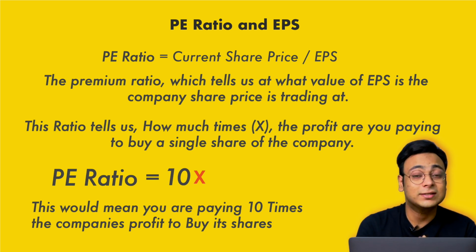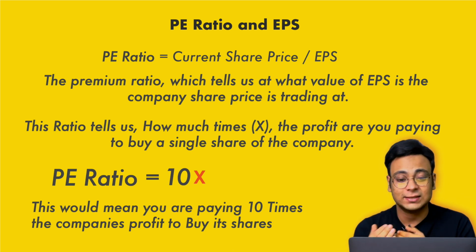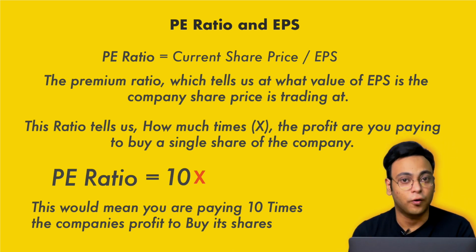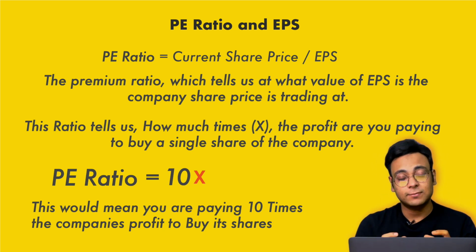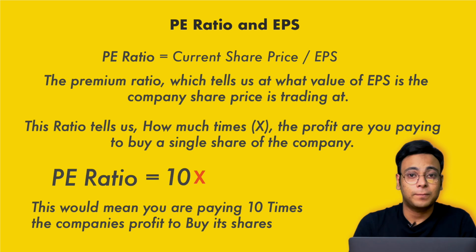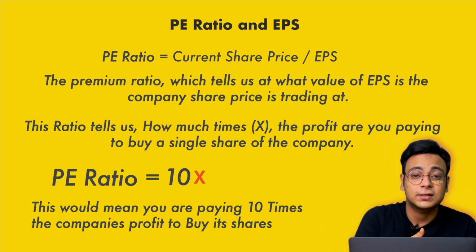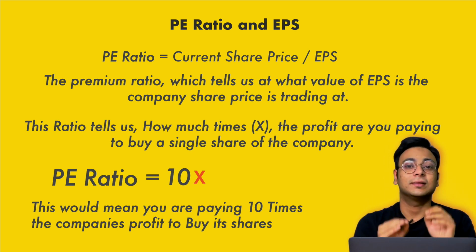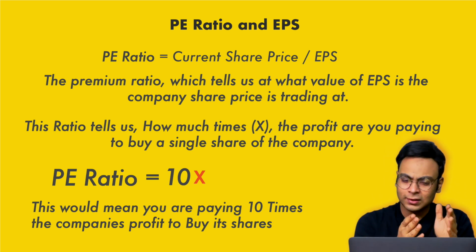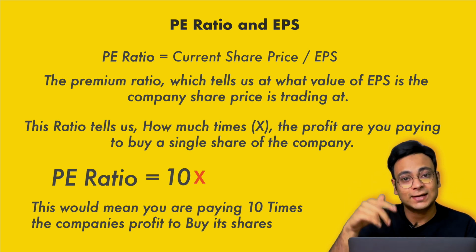And the PE ratio is a premium ratio which tells us at what multiple of EPS the company's share price is trading. Let me explain this to you again. This ratio tells us how many times the profit you are paying today to buy a single share of the company. How much premium are you paying over the profit per share to buy a single share of the company? That is what the PE ratio tells us. In the example over here, we have a PE ratio of 10. 10 basically means 10 times.